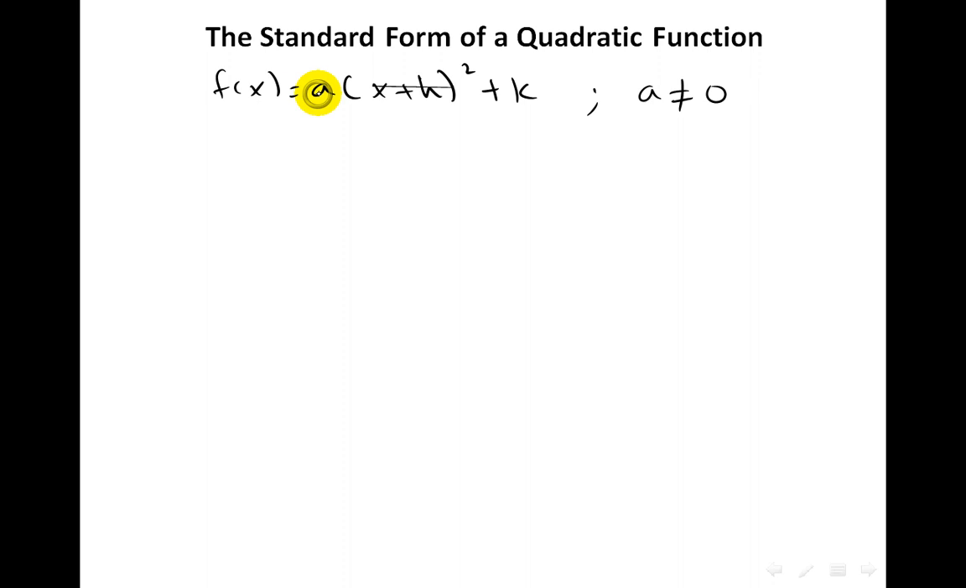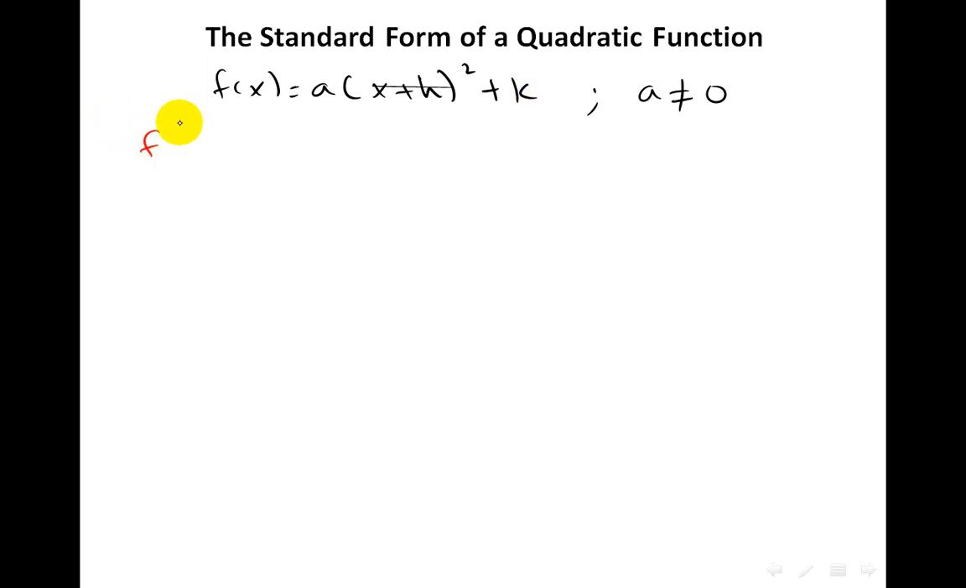You know that this a is the factor of stretching or shrinking. If it is plus or minus, the graph is going to have a different slope. That means opening upward or downward. This h is the one that decides if the graph is shifted how many units to the right or to the left. This k is the one shifting the graph upward or downward.